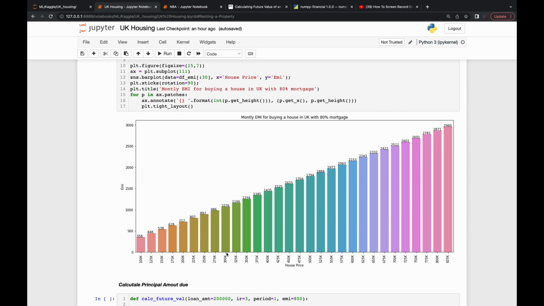If you are buying a house of 300k, considering 20% you are paying out of your own pocket, and 80% you are taking as a mortgage, then your insurance premium plus mortgage EMI is going to be 1076. Likewise, if you bought it for 250k, then your EMI will be 897.